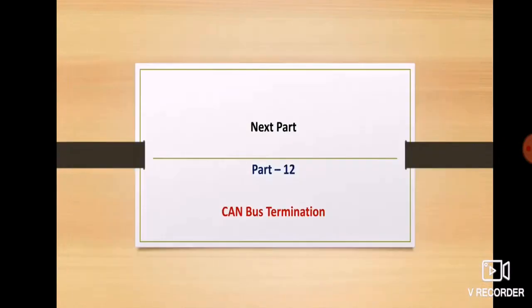So yes, I guess that is all for this part. In the next part we'll start with CAN bus termination. Of course you would be aware that a 120 ohm resistance is required, but let's see how it works, what the consequences are if the 120 ohm resistance is not there, and what good things you get because of the 120 ohm resistor.